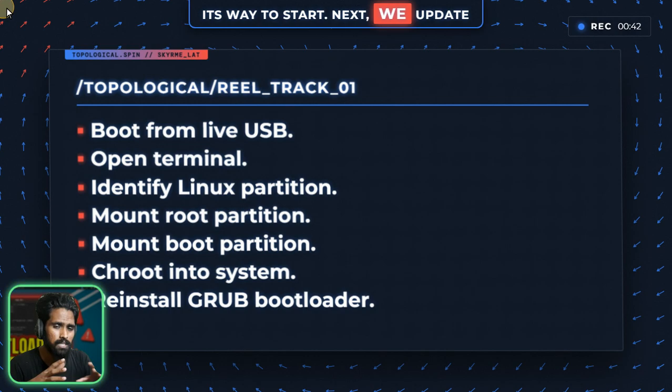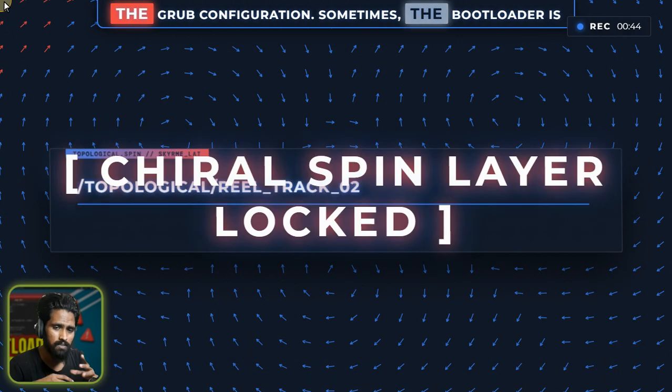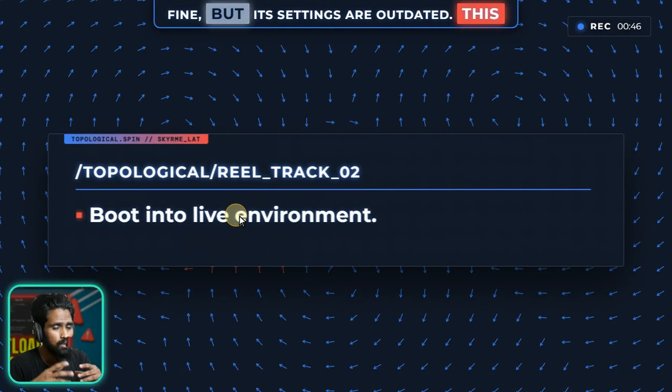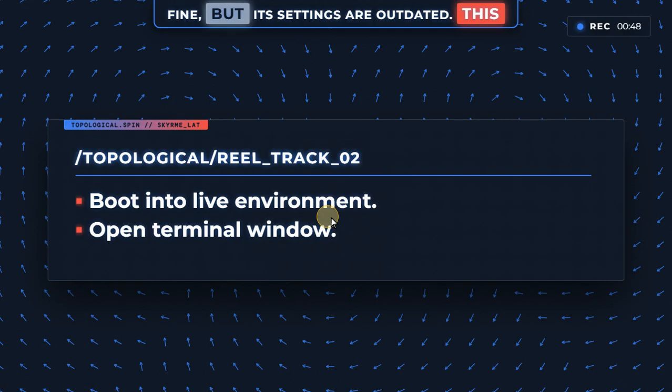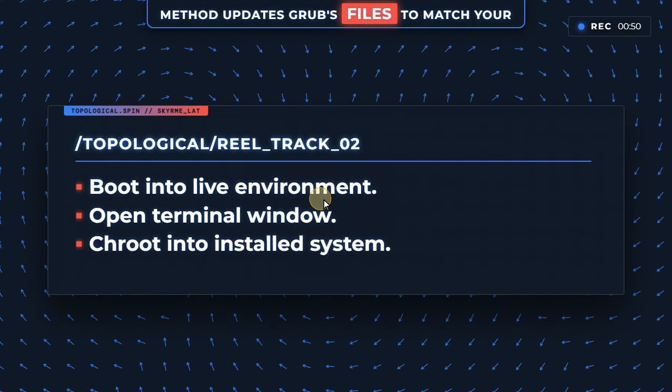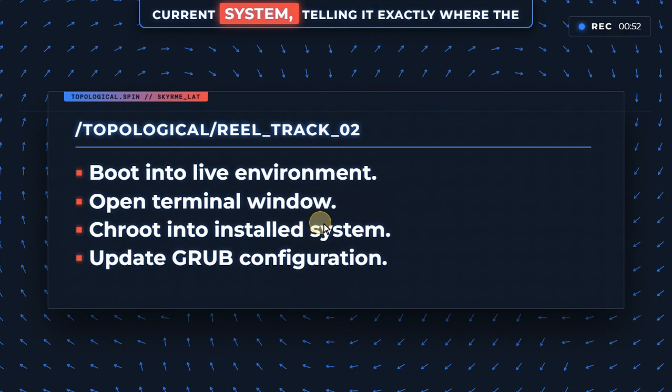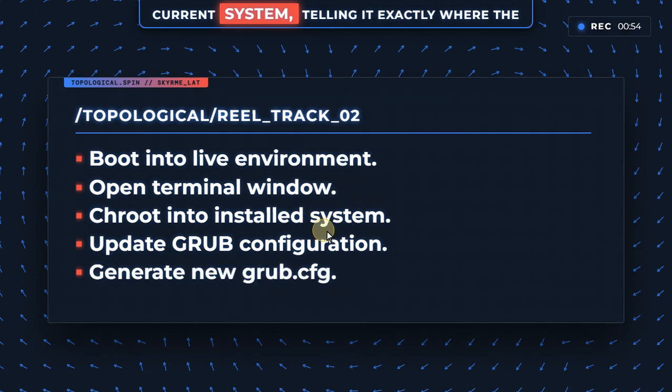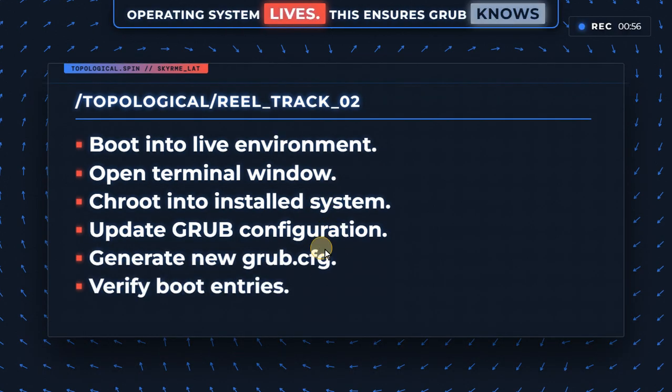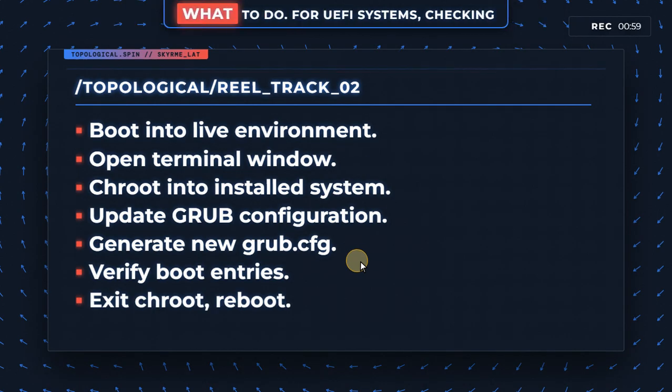Next, we update the GRUB configuration. Sometimes the bootloader is fine, but its settings are outdated. This method updates GRUB's files to match your current system, telling it exactly where the operating system lives. This ensures GRUB knows what to do.